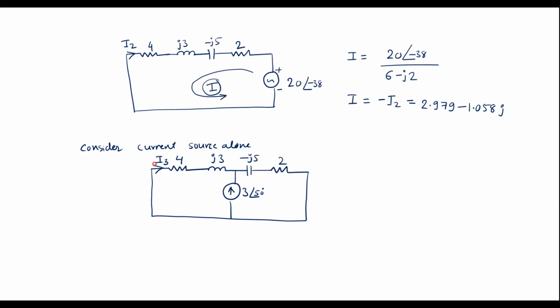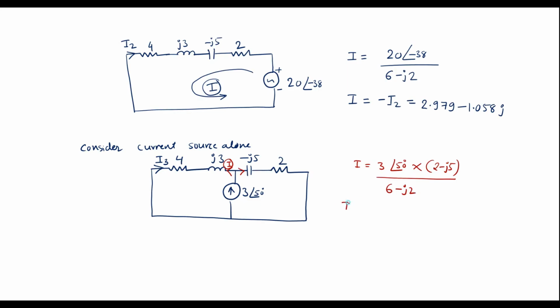Now let's calculate I3. Here this current will divide like this, part of the current will flow here, part of the current will flow here. I will call this current I. So this I is equal to the total current, 3 angle 50, into the opposite resistor, 2 minus J5, divided by the sum of these two, 4 plus 2 is 6 minus J2. This is called the current division rule.